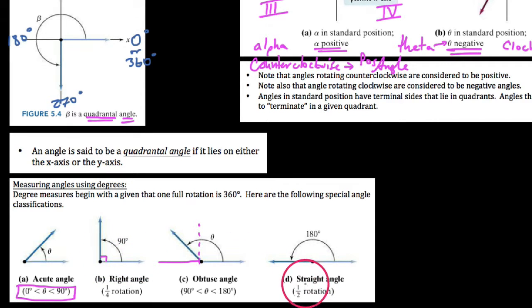And last but not least, a half rotation would be a full 180 degrees, and we refer to this as a straight angle. So in the next video, we'll look at how we measure angles, not with degrees, but instead with radians.